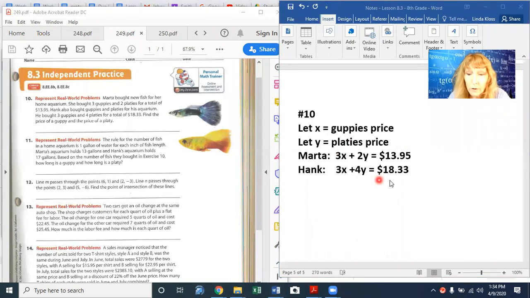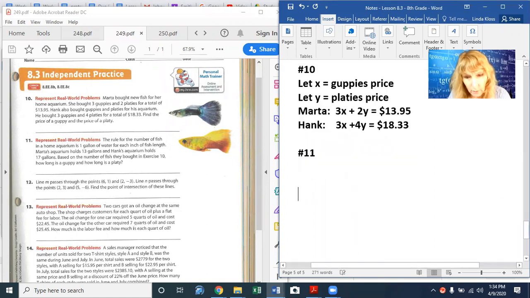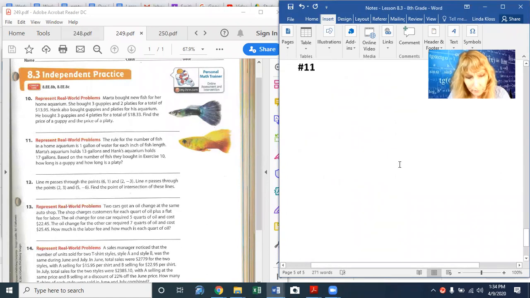And notice how you're going to have to multiply -1 times one of these equations. You want to get rid of the 3x. One of these has to become a -3x. You're going to have to multiply by a -1 to one of those equations. That's number 10. Number 11, I'm going to let you do on your own with no hints. So let's go on to number 12.